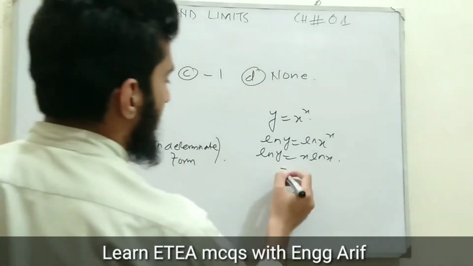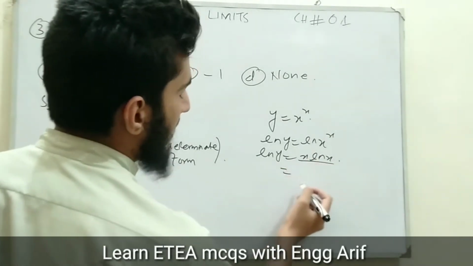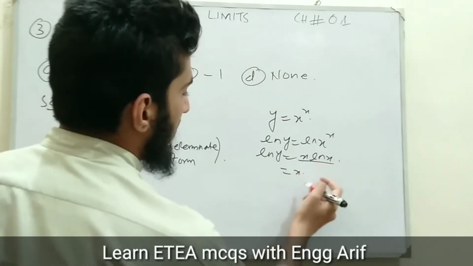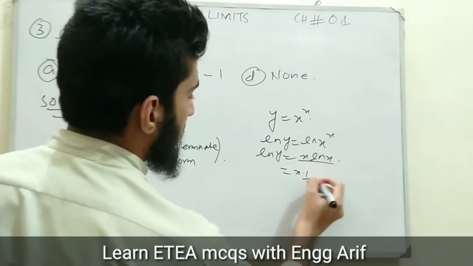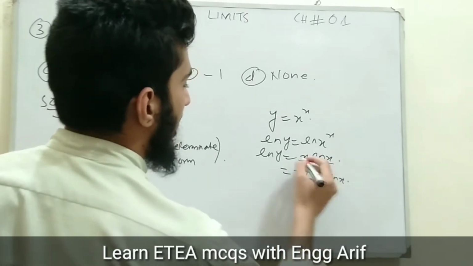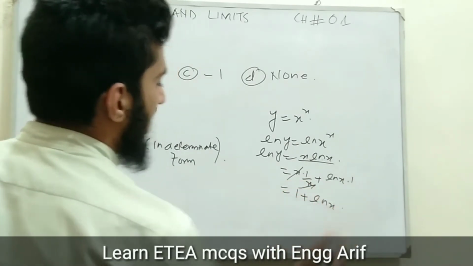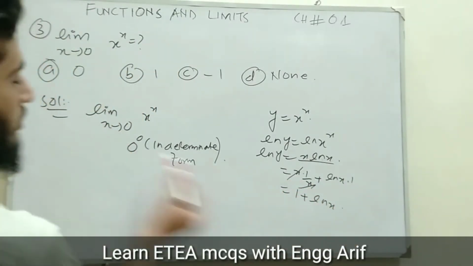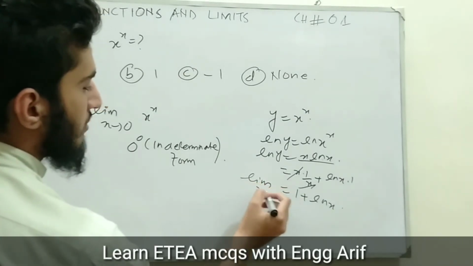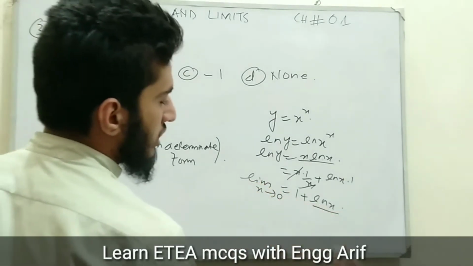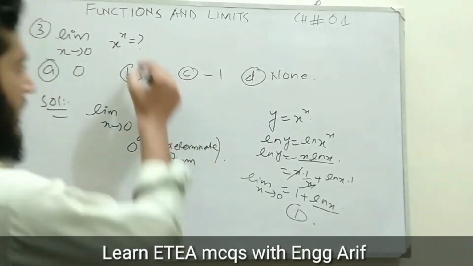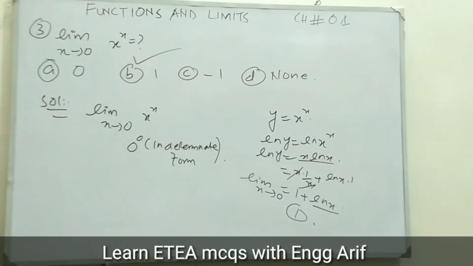Now applying the derivative, here we will apply the product rule. First function multiplied by the derivative of ln x, which is 1 over x, plus ln x and the derivative of x, which is 1. So the terms cancel out with each other, we are left with 1 plus ln x. Now applying the limit as x approaches 0, ln of 0 is equal to 0, so we are left with just 1. So the correct option is option number B for MCQ number 3.